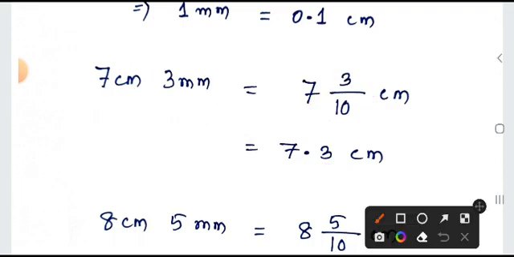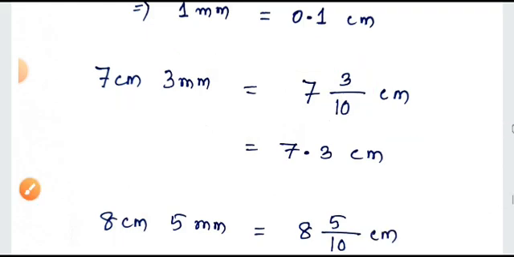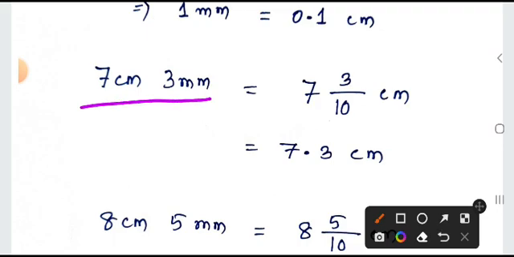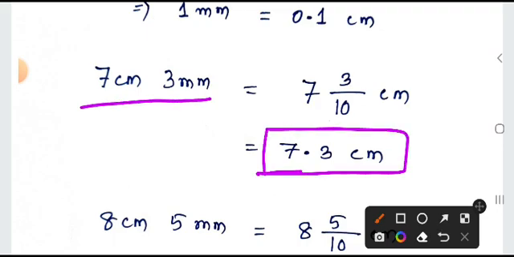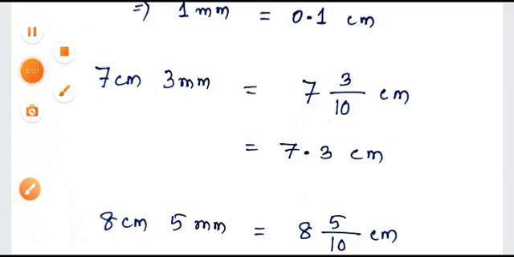So now 7 centimeter and 3 millimeter is the same as 7 whole 3/10, and this 3/10 can be written in decimal form, so now we have the decimal number 7.3 centimeter. So 7 centimeter 3 millimeter is the same as 7.3 centimeter. Now we don't need to write 7 centimeter and 3 millimeter in separate units. We can write it in a single unit, the number 7.3 centimeter.